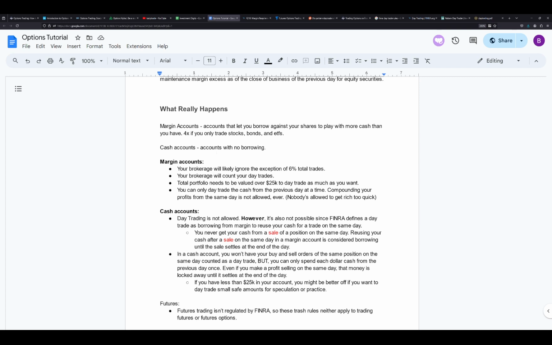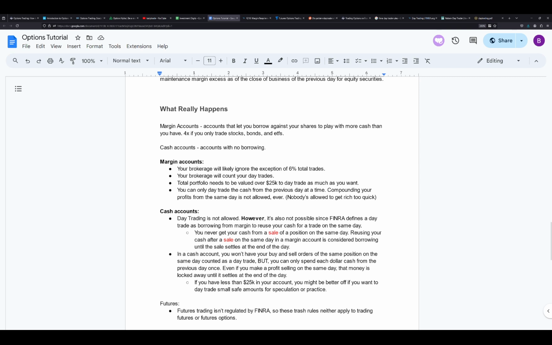They're going to stop you from trading a third or a fourth time within a 5-day business period if they detect you day trading like that. Your brokerage is going to just keep counting those day trades and keeping score in their system. But if your total is 25K or more, they'll still count them, but you will be able to keep going as much as you want.